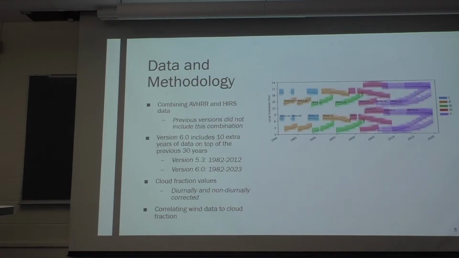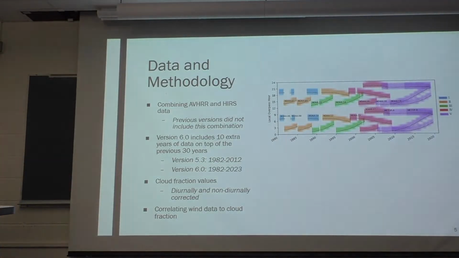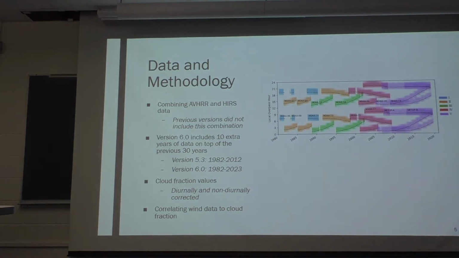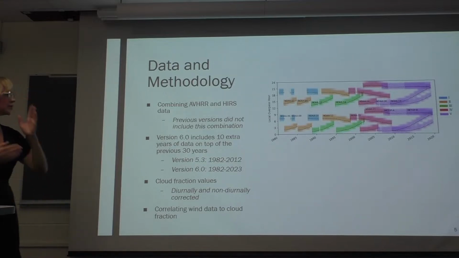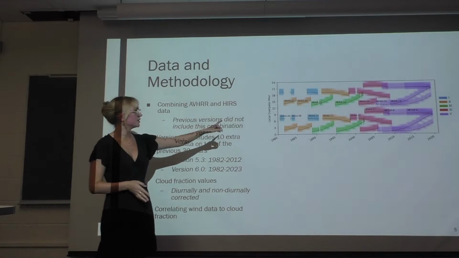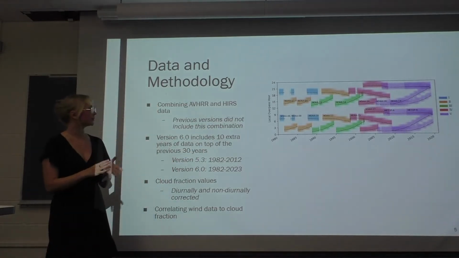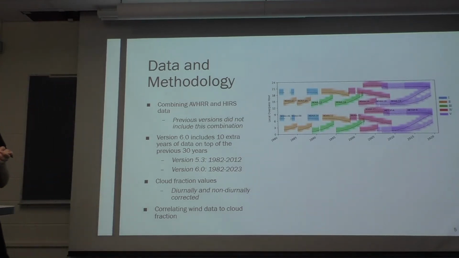Getting into the data and methodology, like I said, we combined the AVHRR data and the HIRS data, which previous versions of the PATMOS data did not include. Version 6 includes 10 extra years of data on top of the previous 30 years, where version 5.3 was a study done between 1982 and 2012, and version 6 covers 1982 to 2023. So we took these cloud fraction values, which were both diurnally and non-diurnally corrected. If we look at this figure on the right, each of these different colors determines a different version of the satellite and each different launching of a satellite.